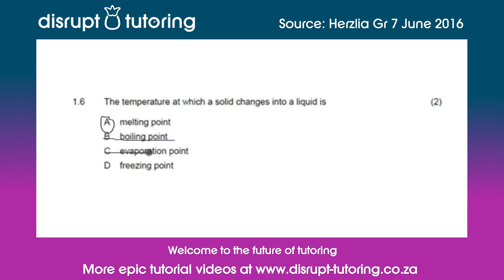Evaporation point is also incorrect, because this is the temperature at which a liquid changes into a vapor as well, but the difference between evaporation point and boiling point is that the evaporation point is at a temperature that's less than the boiling point. Okay, and the freezing point is also the incorrect answer, because this is the opposite of the scenario we're given here. The freezing point is actually the temperature at which a liquid changes into a solid. Alright, so 1.6, the temperature at which a solid changes into a liquid is the melting point. Okay, so that's that for question 1.6.